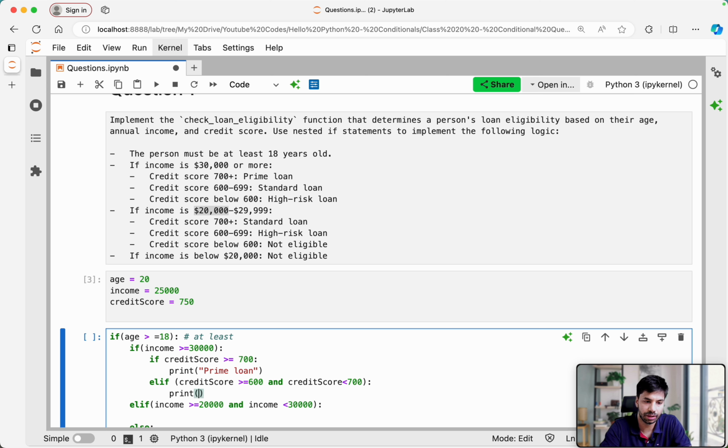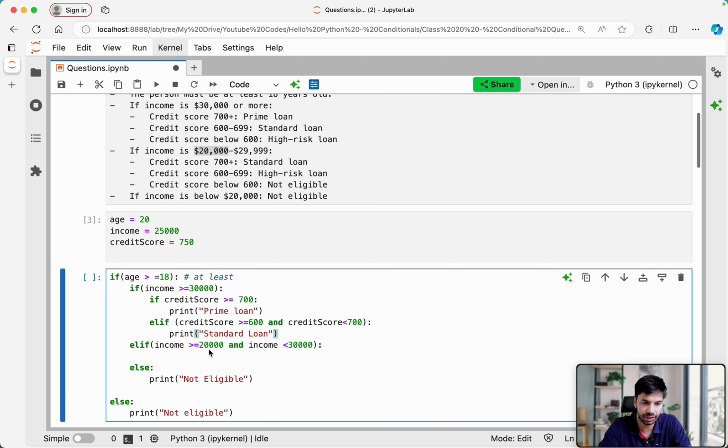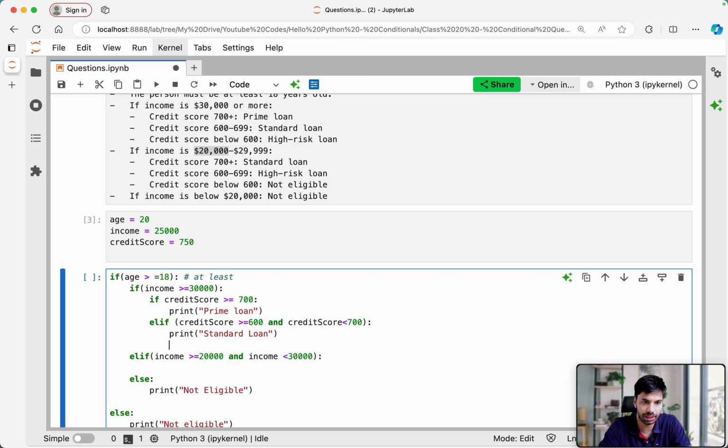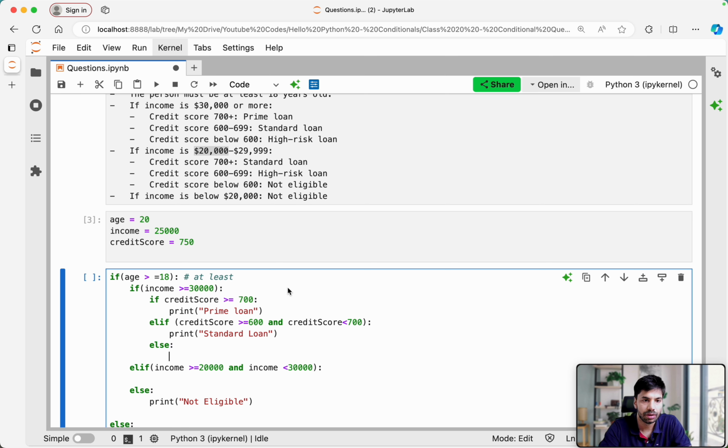Then we can write here standard loan, right? And if basically we say that, okay, income... else, here we are just writing below 600, high risk loan. Okay, so here it's also a good habit that we use a statement like this: it should be greater than or equal to 0 and less than 600. Okay, then we can just write print high risk loan, right?